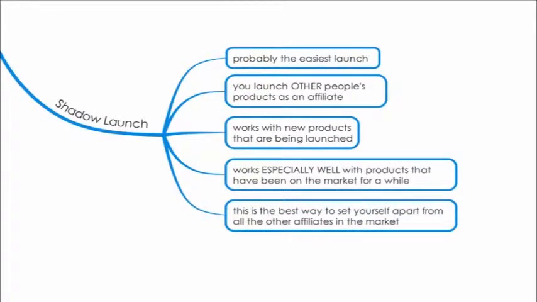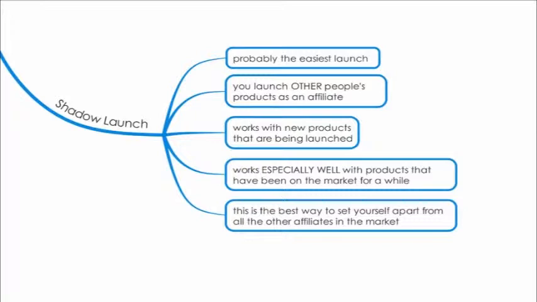One's what I call the shadow launch. It's fun. It's probably the easiest launch. This is where you are an affiliate for other people's products and you do a launch. This works with new products that are being launched, and it works especially well with products that have been on the market. But in this case, you do not even have to have your own product. You're basically launching someone else's product.